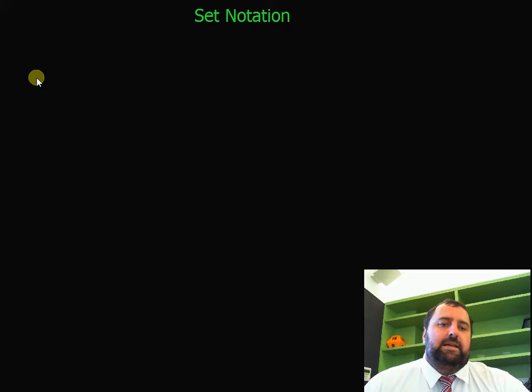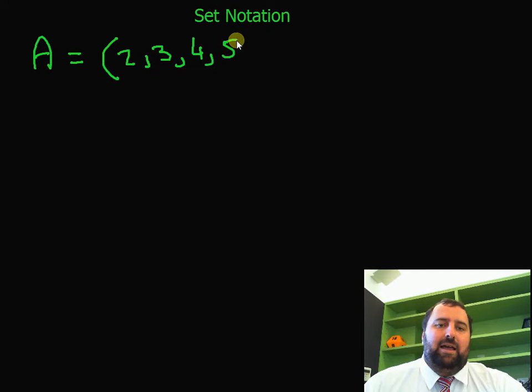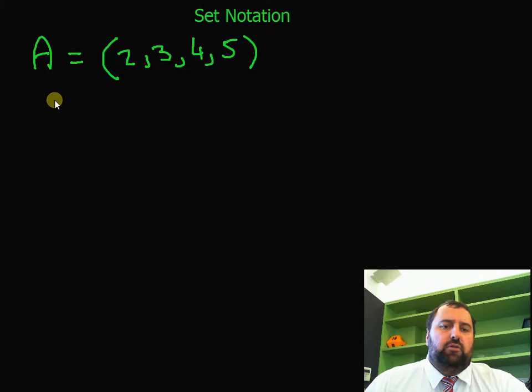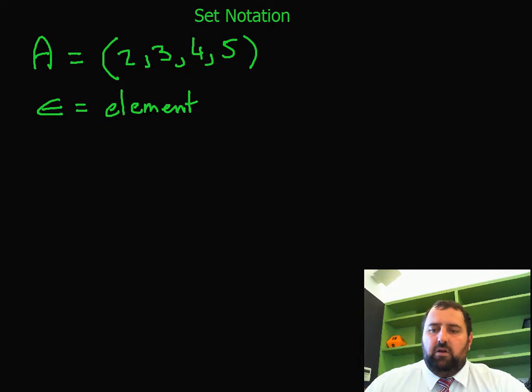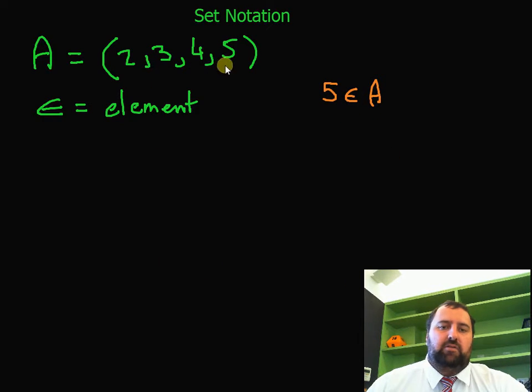So the idea is that we can write groups of things and we can give them names. So we'll have a group called A, and in that group are the numbers 2, 3, 4, and 5. Now a couple of things with set notation that we use. For example, we have this weird E, and it means element. So I'll do examples down the right hand side. If I said that 5 is an element of group A, it means that 5 is in the group A. So we can see here number 5 is in the group A.